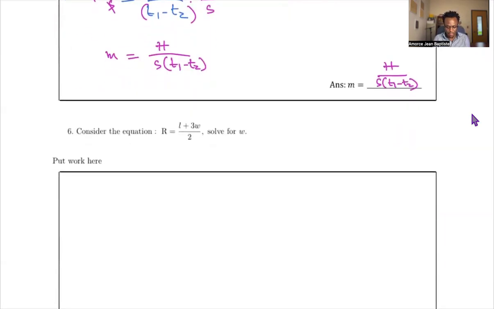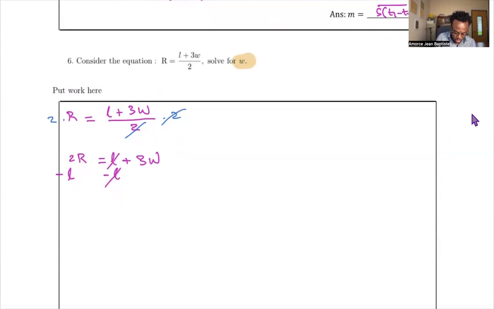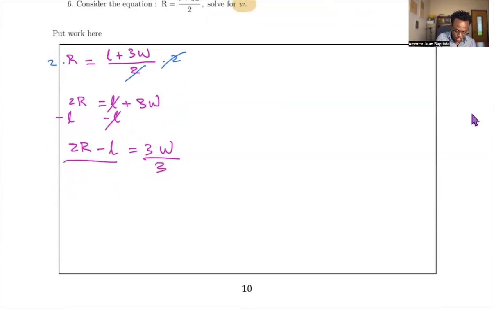In the next example here, I have R equals (L plus 3W) over 2. I like to cancel my denominators, so I multiply by 2 here. That cancels the 2, and I'm left with 2R equals L plus 3W. I'm not going to forget that I'm solving this for W, meaning that I want W to be by itself. So I can subtract the L on both sides, cancel the L, and then 2R minus L is 3W. Then we can divide by 3 on both sides. We get W by itself, and W is (2R minus L) over 3.